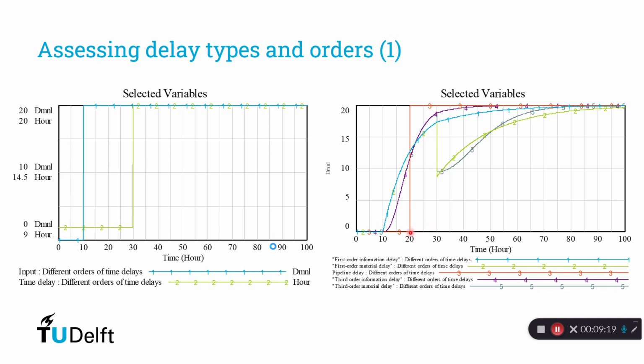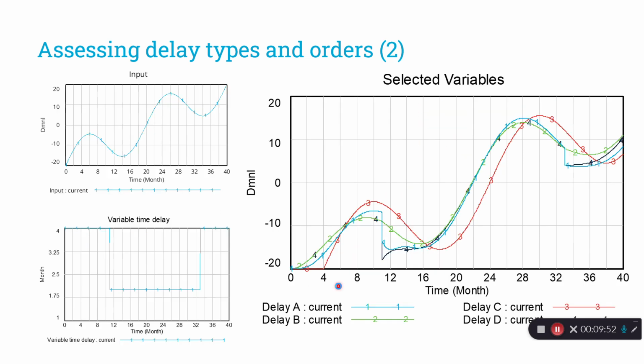So at 10 you see that the pipeline delay does its job, but as soon as the time delay here changes, you see that these things in this case becomes bigger, so the output becomes smaller, but only for the material delays and not for the smooth functions, so not for the information delays. So here again you see what happens. So now you can distinguish that these are material delays and the other ones are information delays. So now you know which one is which.